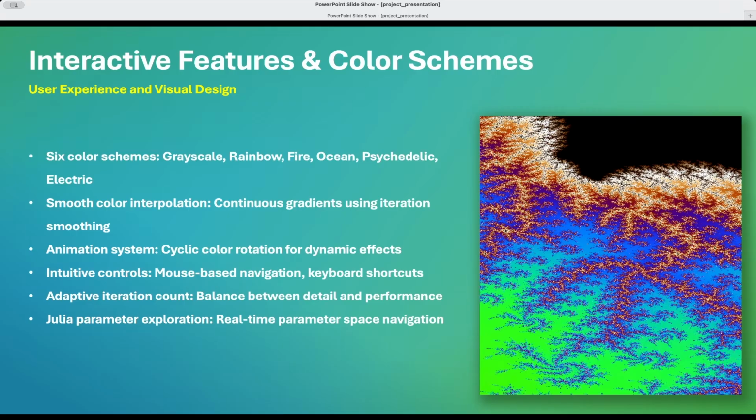The interactive viewer provides 6 color schemes, each highlighting different fractal features. Color mapping uses smooth interpolation to produce continuous gradients. The animation system cycles through color spaces, revealing hidden patterns. Navigation is intuitive: click and drag to pan, scroll to zoom, with the math handled transparently. Users can adjust iteration counts from 64 to 2048, balancing detail and performance. And Julia parameters can be changed in real time, unlocking infinite variations.